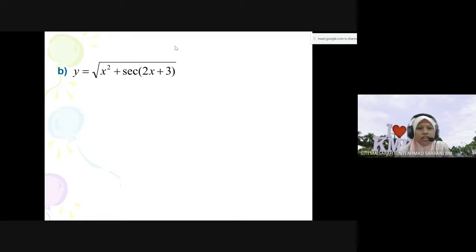Okay. So then for B, we have y equals to third x square plus second to x plus 3. Okay. Kalau tengok kat sini, third ni is actually x square plus second to x plus 3 power 1 over 2. Kalau ada power, kita pakai rule apa?